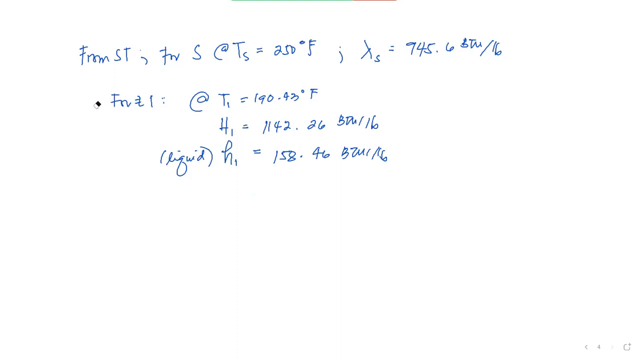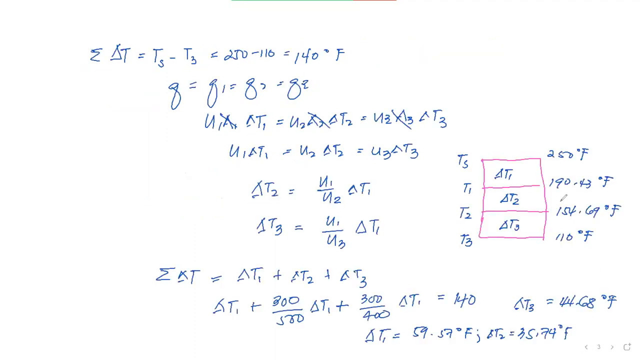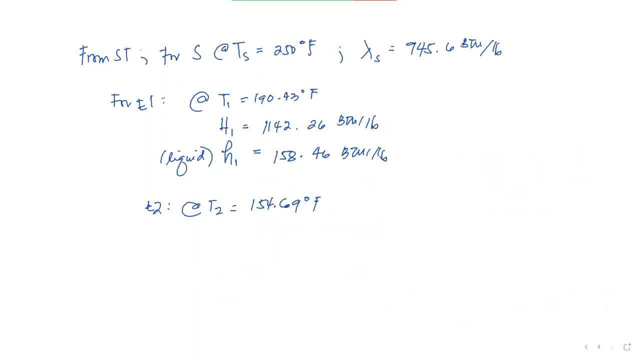Now for the second effect, of course, you use the temperature, which is 154.69 degrees F, still coming from the temperature distribution diagram here. Do the same thing, determine the H2. That would be 1,127.98 BTU per pound.